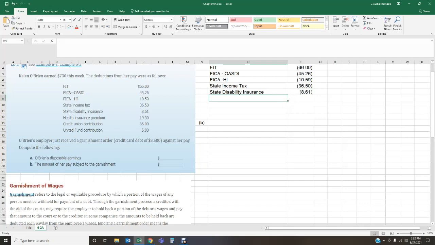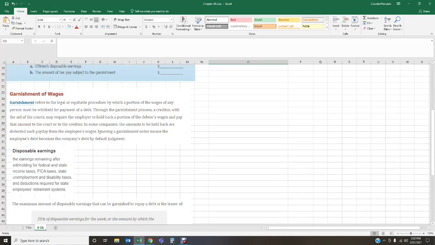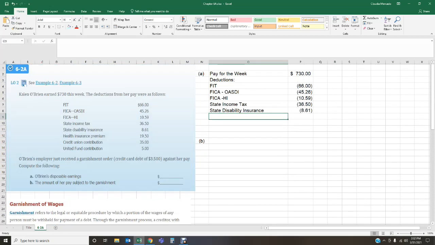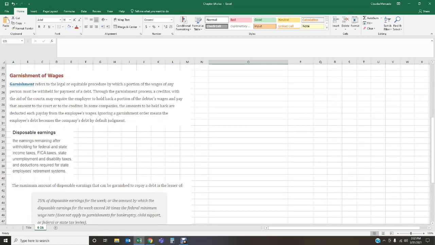And then the health insurance, the credit union contribution, and the United Fund contribution are not included in the list. Those are additional deductions that the employee decided to contribute to. These are taxes that we have to pay. I as an employee don't get to choose if I want to pay federal income tax, but I can choose if I want to contribute to the United Fund. That's my option. So those 3 items at the end are not going to be excluded for the calculation of disposable earnings. The only thing you deduct for disposable earnings are these items listed right here.